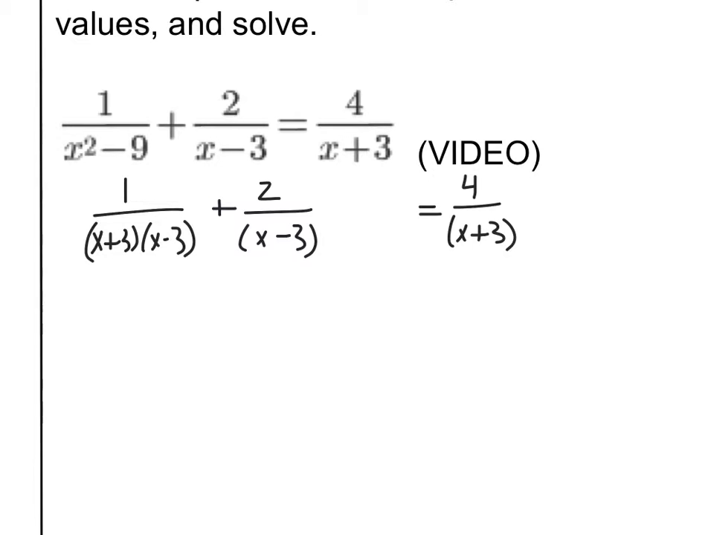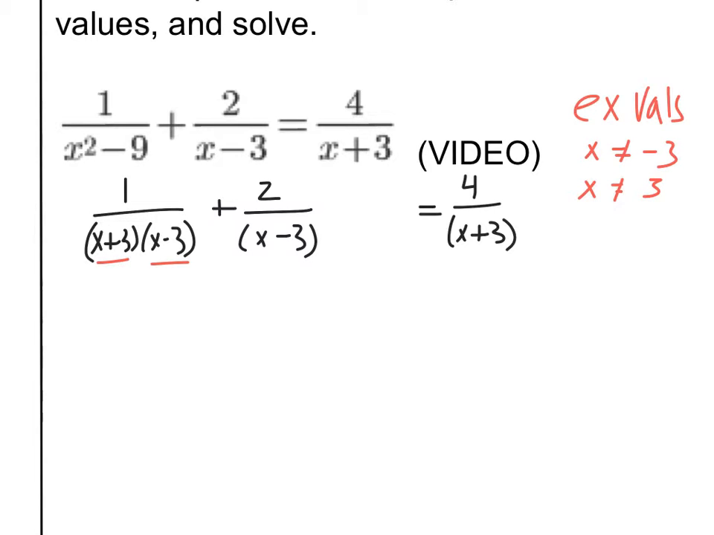Okay, excluded values. I know that for this, x cannot be negative 3, and x cannot be positive 3. So if I happen to get one of those answers, that can't work for this problem. I'm trying not to make those, but if I do things on the fly, which this problem was made, that sometimes happens.